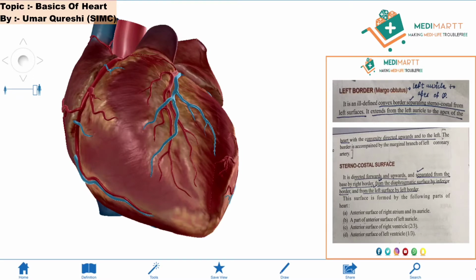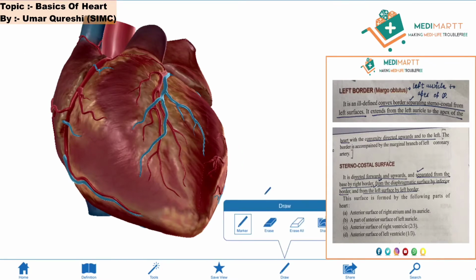So the left border. The other name of the left border is the margo obtusus. Okay, then what Ekadatta is trying to say is that it is an ill-defined convex border. So basically this border is called the left border. It is ill-defined. It is not actually defined.